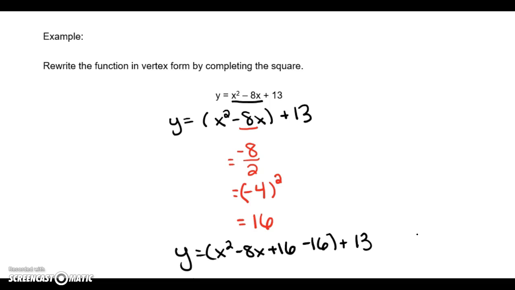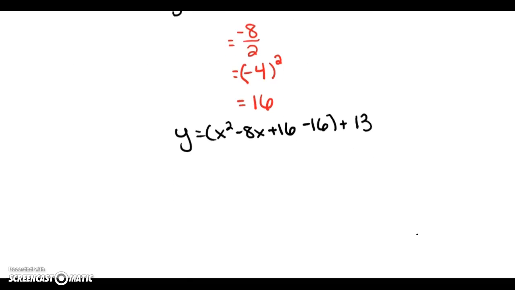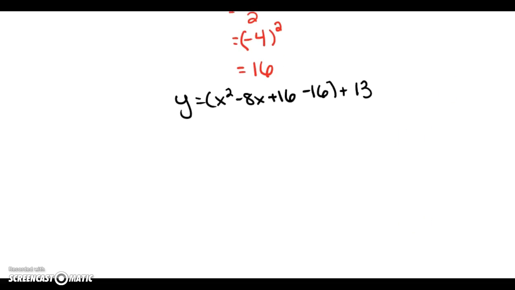Our next step says to group the perfect square trinomial. And so essentially, our perfect square trinomial is our first 3 terms here: x squared minus 8x plus 16. And so what we have to do is bring this 16 to the other side of the brackets. When there's no a value here, we can simply move it to the other side without having to do any other extra calculations.